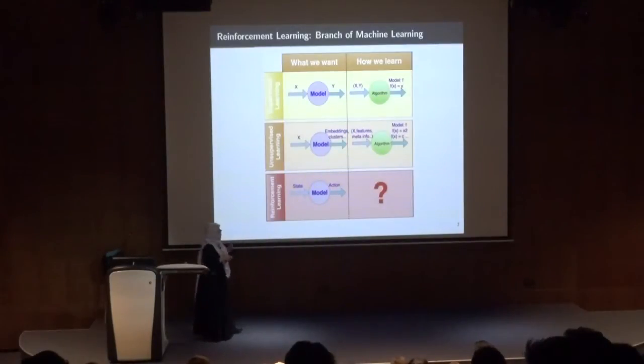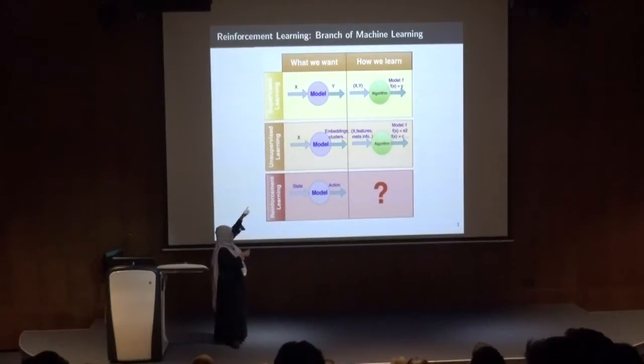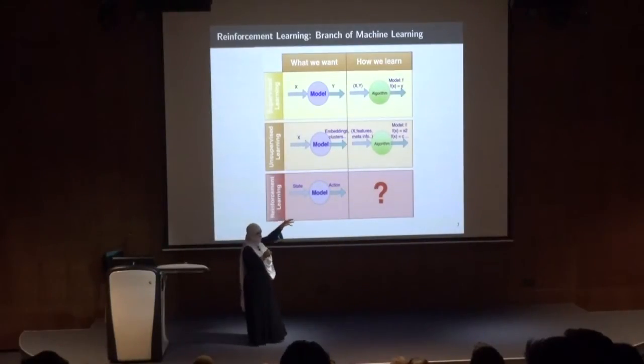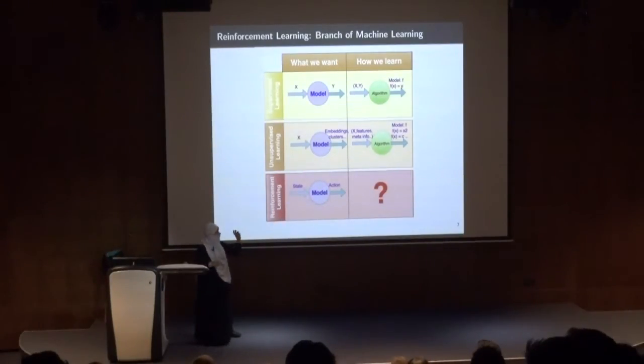So first of all, we know that in supervised learning, the model takes as input x and outputs a certain vector or scalar y. To learn this model, we input to the learning algorithm pairs (x, y), and the learning algorithm will output the model, which takes x and returns y, right? For unsupervised learning, the input is x.